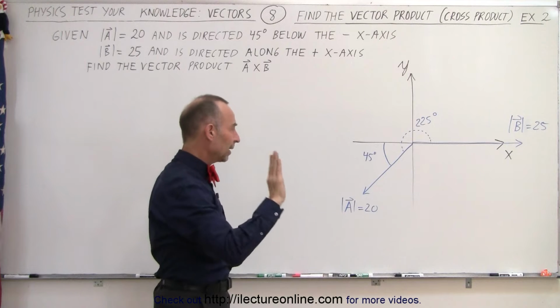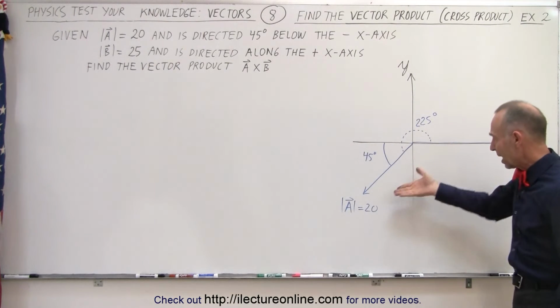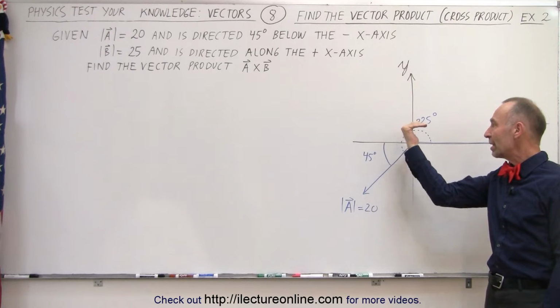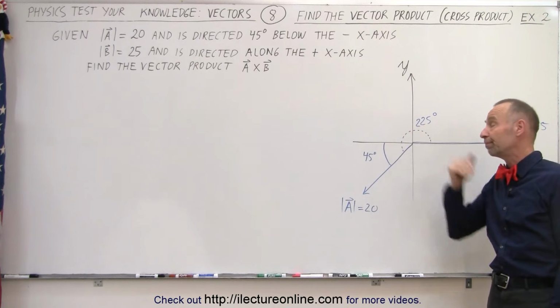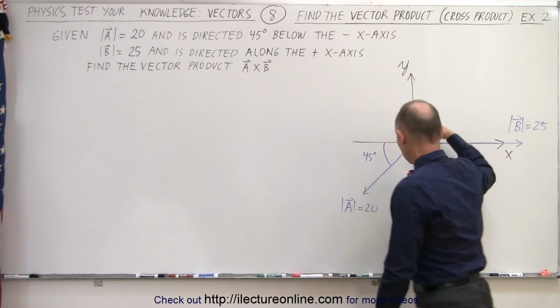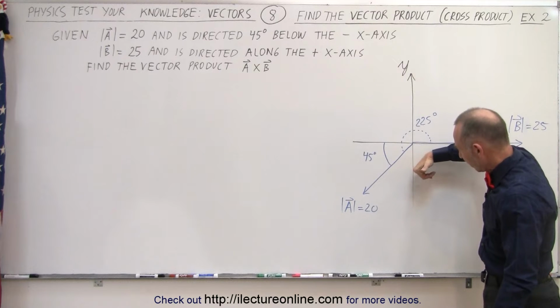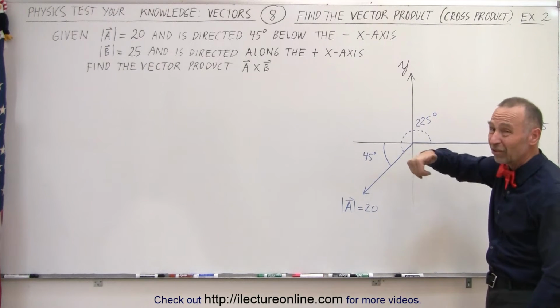If I'm going to use my right hand rule, and I first point my fingers in the direction of A, and then I curl them in the direction of B, then my thumb points in this direction. But if I go over here, and I point my fingers in the direction of A, and I curl them in the direction of vector B like this, then my thumb points in this direction.